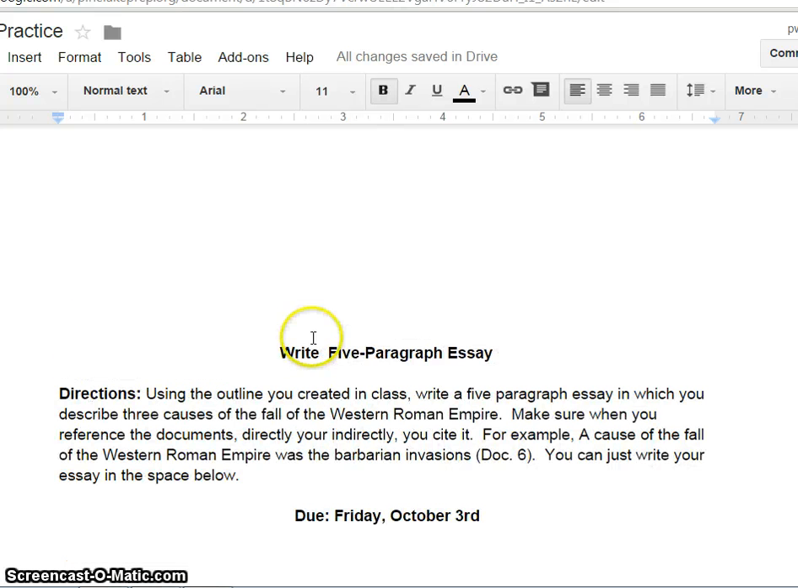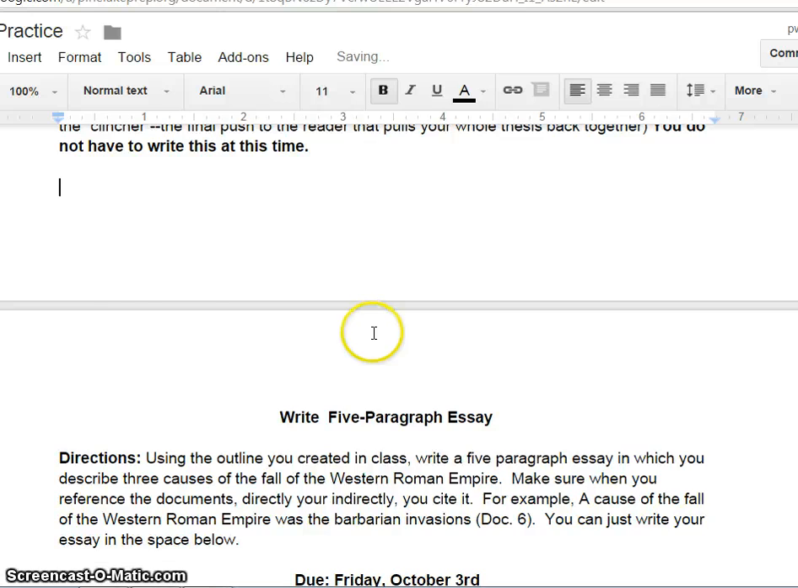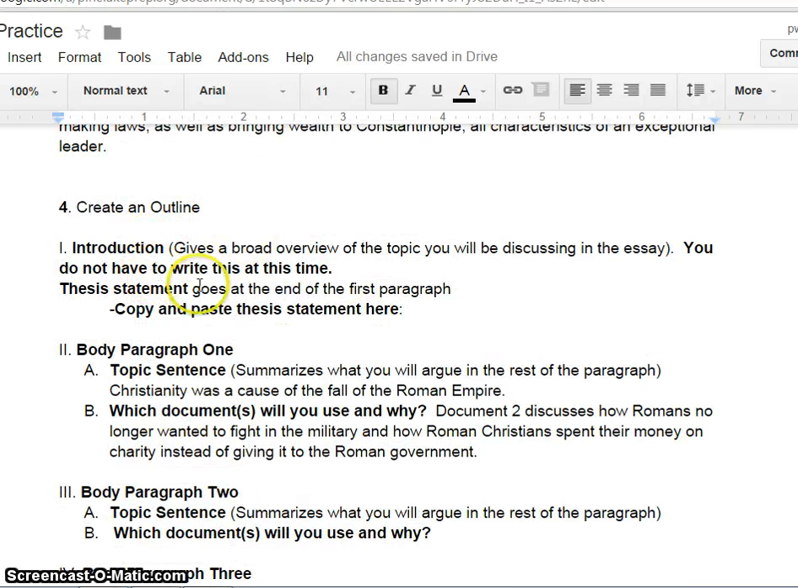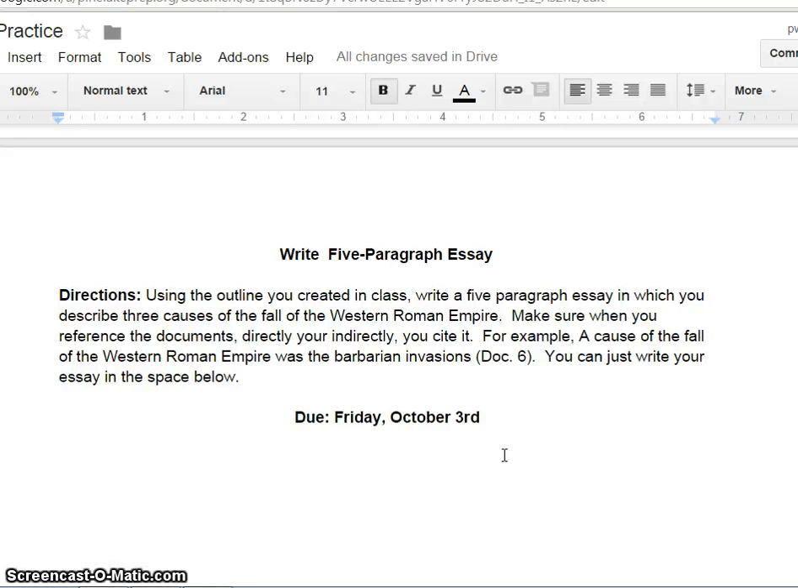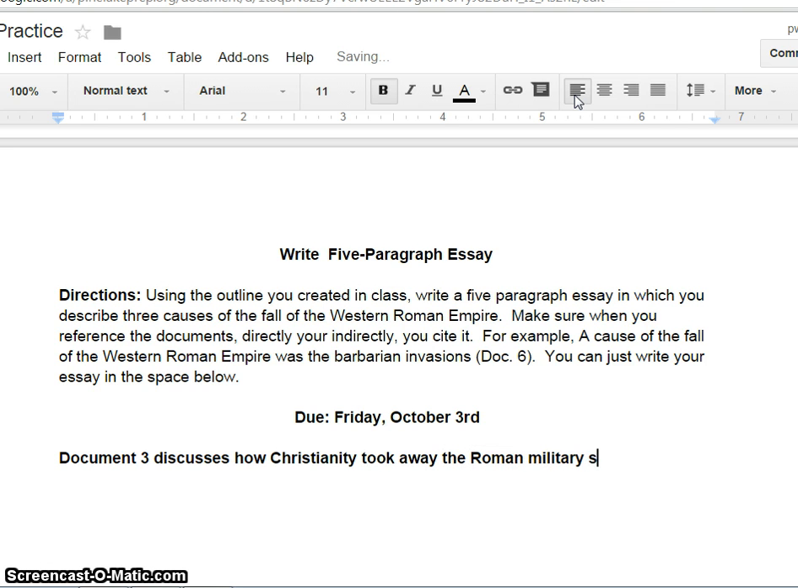Now, the last part is the essay. So it's 5 paragraphs, so it will follow this outline. You have an introduction, 3 body paragraphs, and then you'll have a closing paragraph. Now, something that I want to mention is how to cite the documents as you're writing. So, for example, if you are going to reference the documents directly, then you would just say something like, document 3 discusses how Christianity took away the Roman military spirit. So you can do a direct reference to a document.